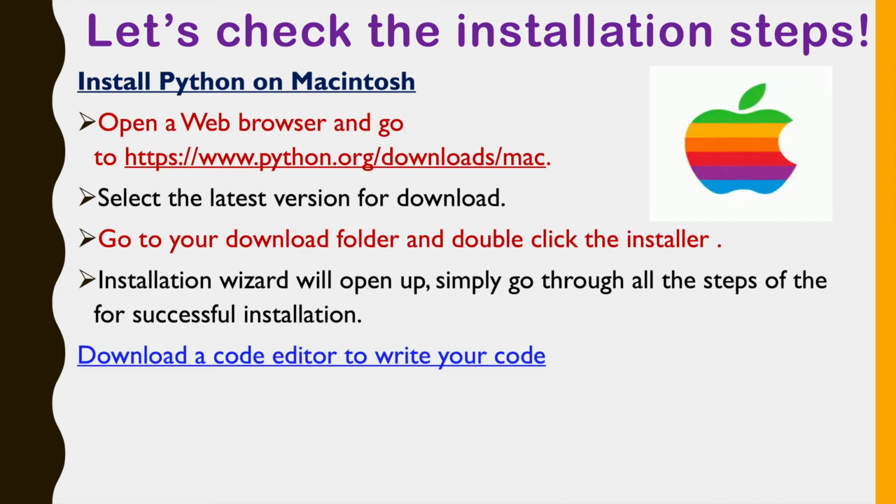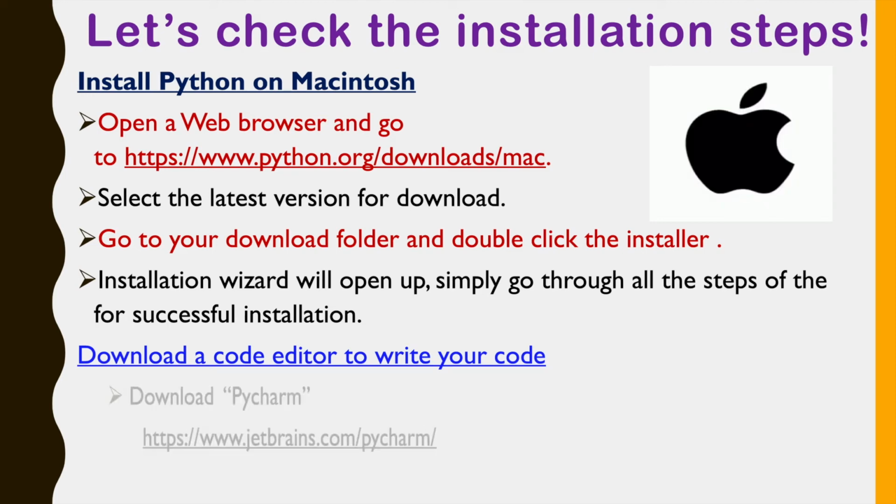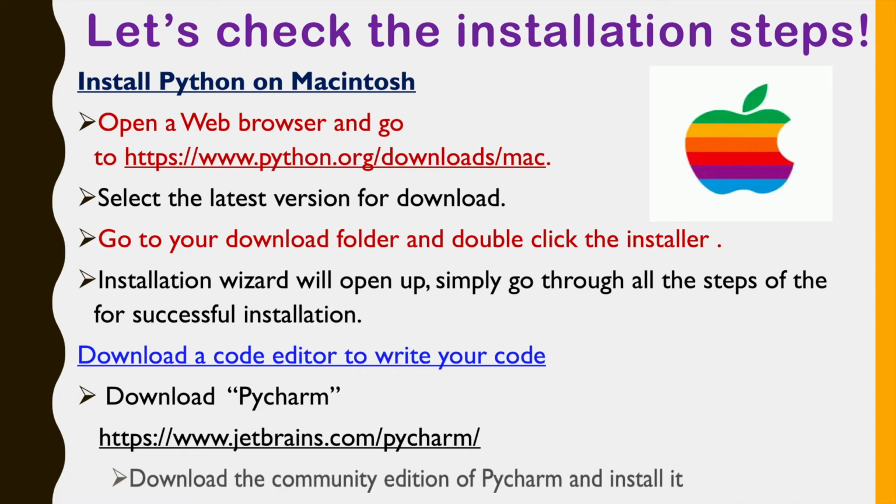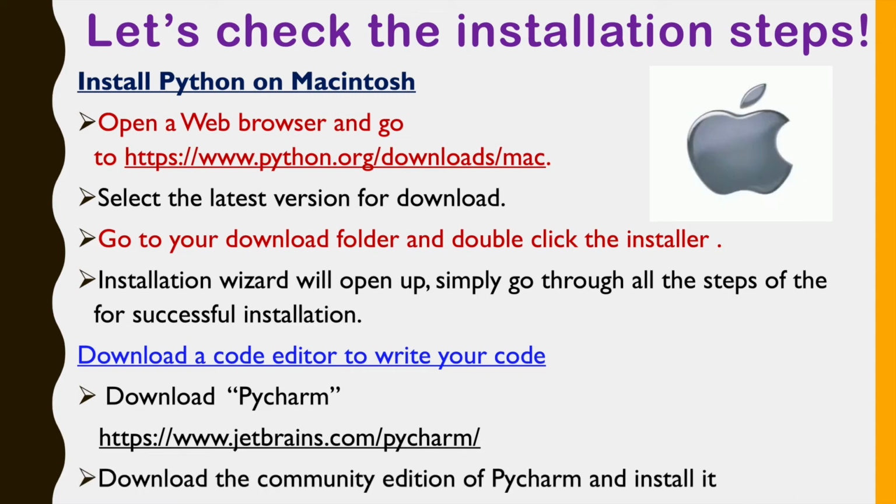So after you have successfully downloaded and installed Python, now it's time to download a code editor where you can write your code. I will recommend the PyCharm IDE because it has some additional features that make it really easy to write the code. You can download PyCharm from www.jetbrains.com/pycharm, and you have to download the community edition of PyCharm and install it because it's free.